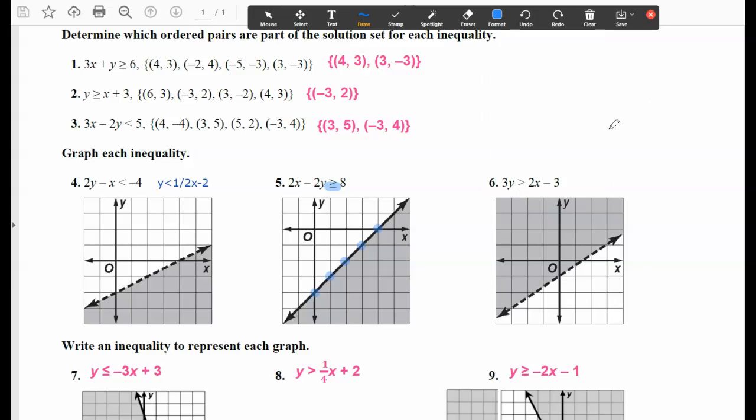And number 6, same similar idea. You would solve this for y. So you had y greater than 2/3 x minus 1. So you have your y-intercept, your slope of up 2 over 3. Your line is dashed because the inequality is greater than but not equal to. And there you have it. So again, inequalities sort of help you understand that idea.